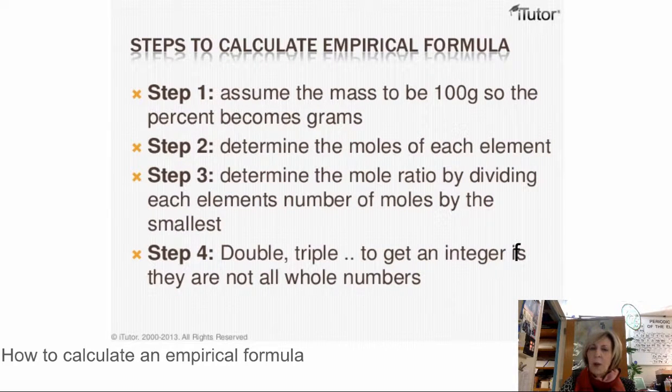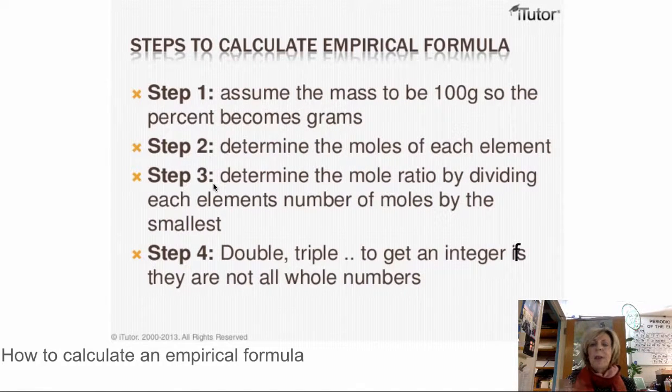So guys, there are 4 different steps for calculating the empirical formula. The first thing is that sometimes you're given the percent composition of each of the elements in the compound, and if that happens, you just assume that you have 100 grams so that the percent becomes grams. The second step is that you have to convert the grams to moles, so you have to figure out the molar mass and convert to moles.